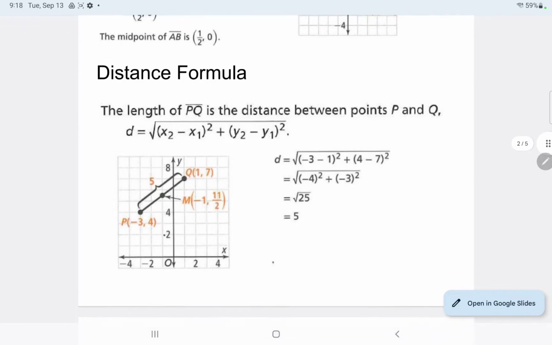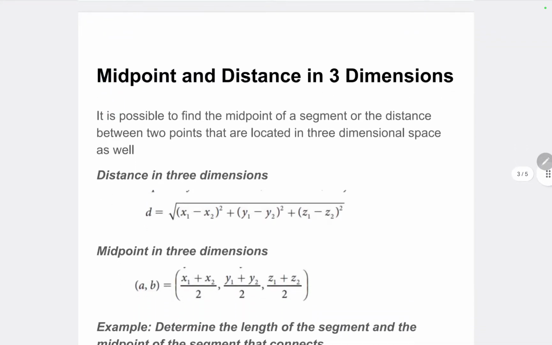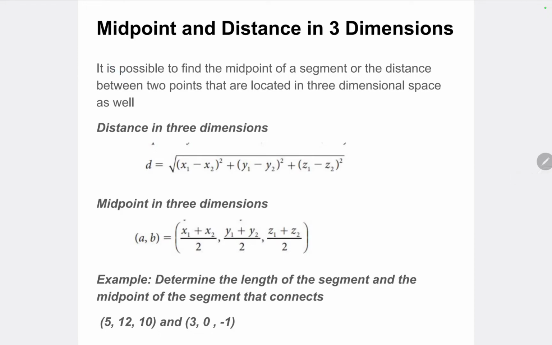So that's midpoint and distance formula. Now it is possible to find the midpoint of a segment or the distance between 2 points that are located in 3-dimensional space as well. In order to do this, we simply need to add that additional coordinate, which is the z coordinate. And once we've done that, we're just going to follow the same procedure as we would for the midpoint and distance in 2 dimensions. So you'll notice the distance in 3 dimensions has the (x minus x) squared, (y minus y) squared. Now it adds on the (z minus z) squared. The midpoint in 3 dimensions, similarly, we find the mean of the x coordinates, the mean of the y coordinates, and the mean of the z coordinates.